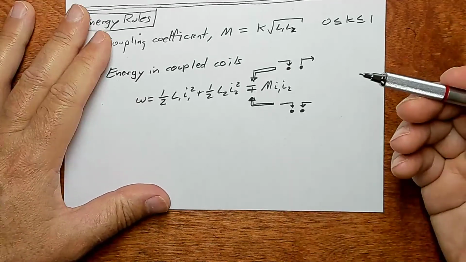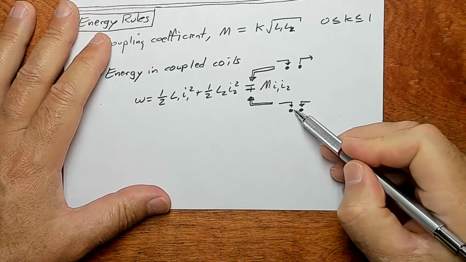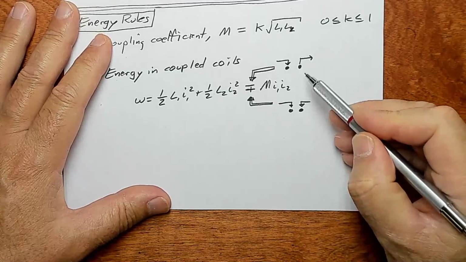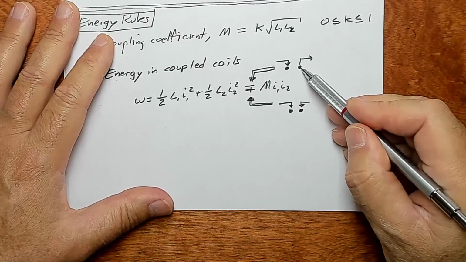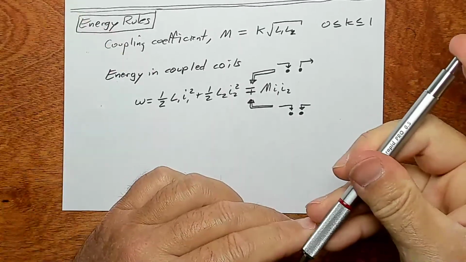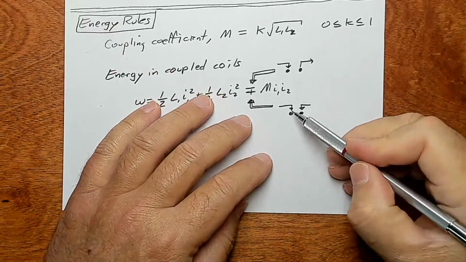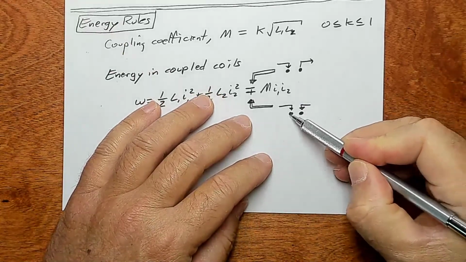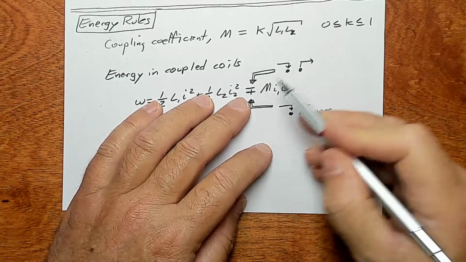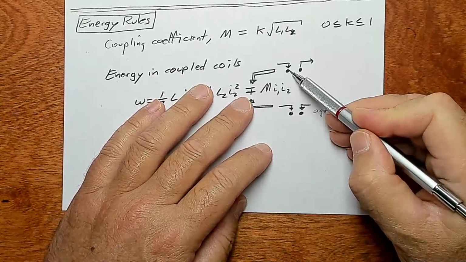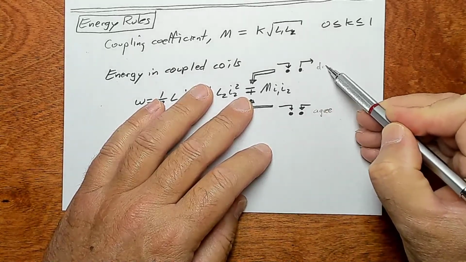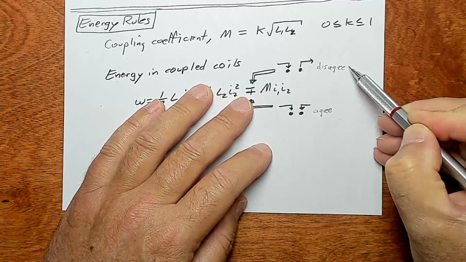And the way I remember it is if the currents agree, then it's positive. And if the currents disagree, it's negative. So there's really 4 cases, but I just draw 2. And it's enough for me to remember. So here I have both currents entering the dot. I say that they agree, so it's positive. Here you have one current entering a dot, another current leaving a dot. I say they disagree.